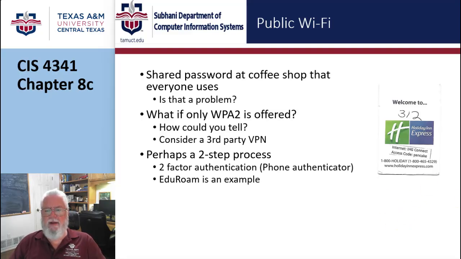So one more time, how can you tell? Well, you can't. You have to wait until you get connected. And if you're doing something really super important and you found out you're only using WPA2, then go ahead and fire up your own private VPN. By the way, public Wi-Fi could use a 2-step process, like you connect to something and then they send you a phone alert or something else to make sure you are who you are. Eduroam is a good example of this.